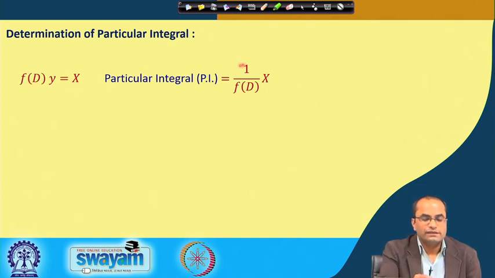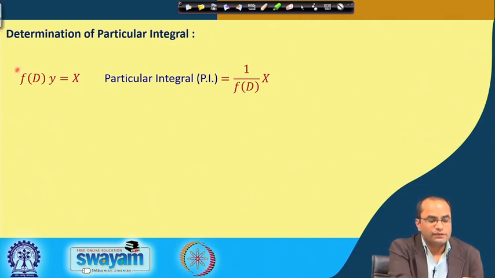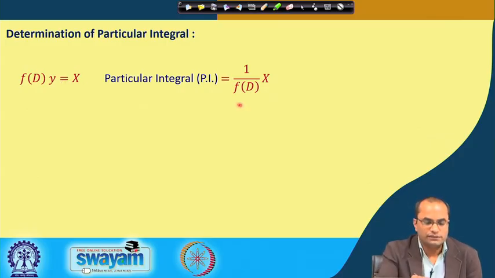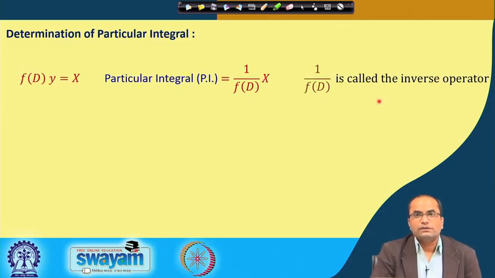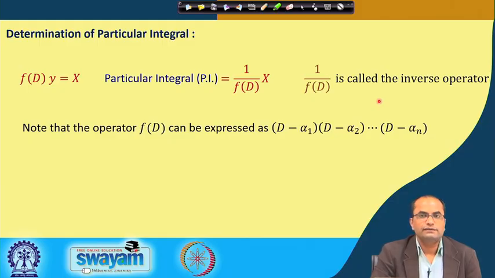So, this 1 over f(D) is like the inverse operator, which we multiply to this equation, and then we get directly y as the solution, 1 over f(D) on X, and we will see how to operate this 1 over f(D) on a function X of x. The idea, which was already discussed, is that f(D) can be expressed as (D minus alpha 1), (D minus alpha 2) and so on up to (D minus alpha n), where these alphas are the roots of the auxiliary equation.